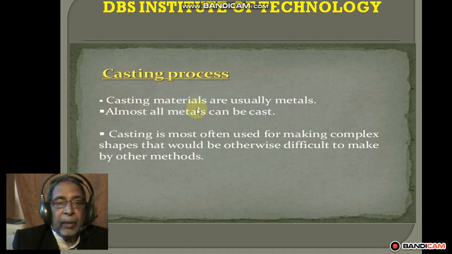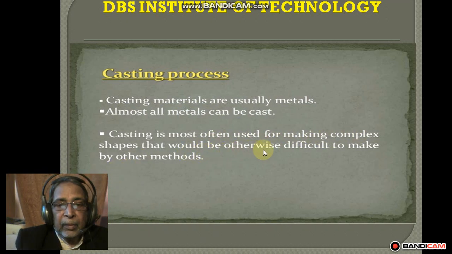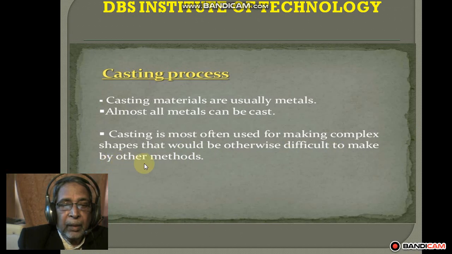Casting materials are usually metals. Almost all metals can be cast. Casting is most often used for making complex shapes that would otherwise be difficult to make by other methods, like machining, etc.